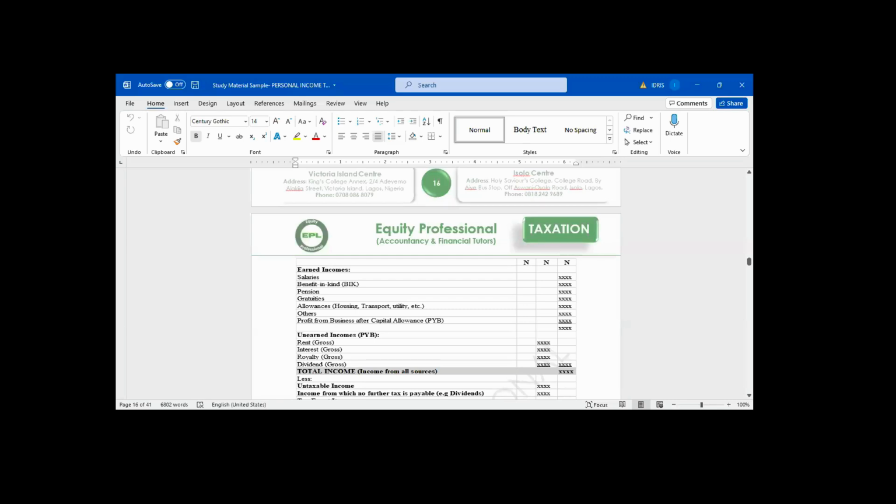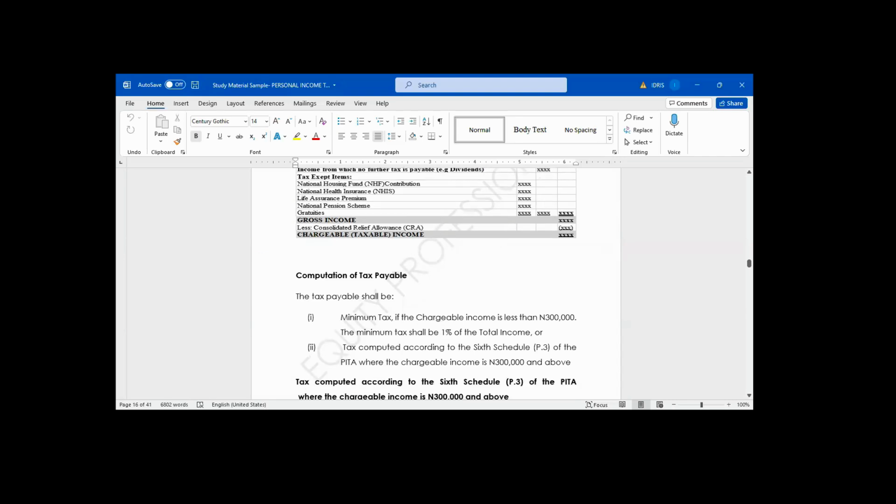Trading income, when you are into business, you make profit from selling of goods and services. You are a sole proprietorship. Your own income is called trading income. That profit you make after you deduct all your expenses from your income, that profit is a trading income. And trading income is assessed to tax on what basis? Preceding year basis.